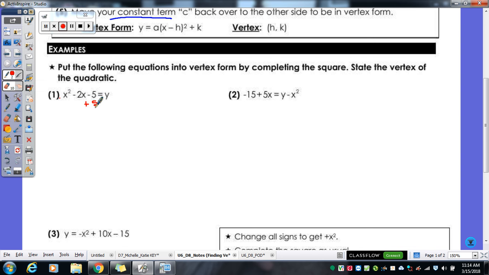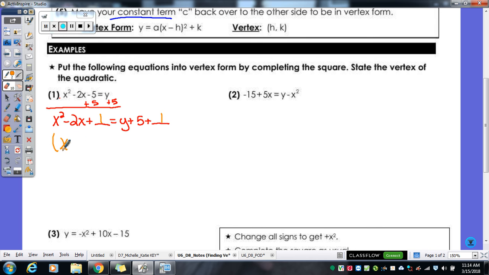So our first step tells us to add that constant over. So we're going to add our 5 over. So I get x squared minus 2x plus a space equals y plus 5 plus a space. Y is still there because we didn't do anything to it. We just add the 5 and the space. So what is our number that's going to go in the space? 1, because half of 2 is 1. 1 squared gives us a 1. So it's a 1 and a 1.